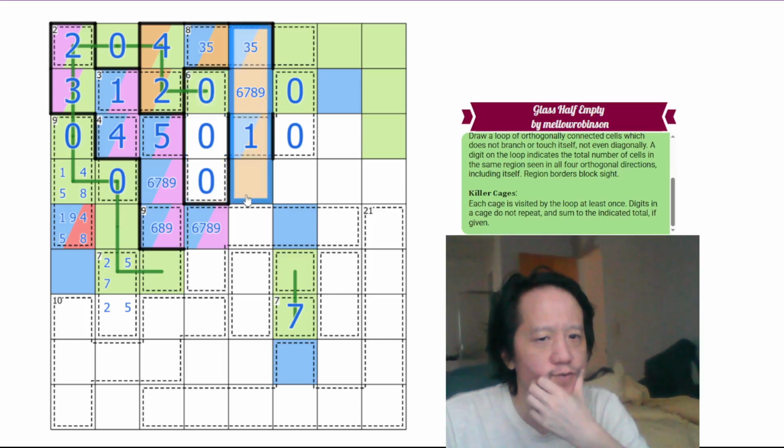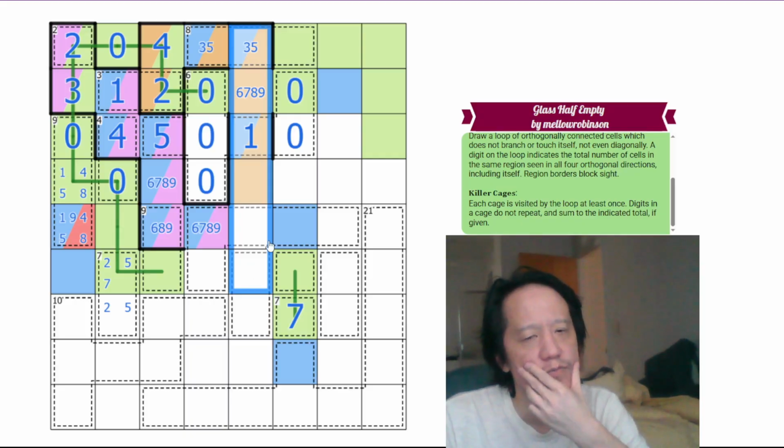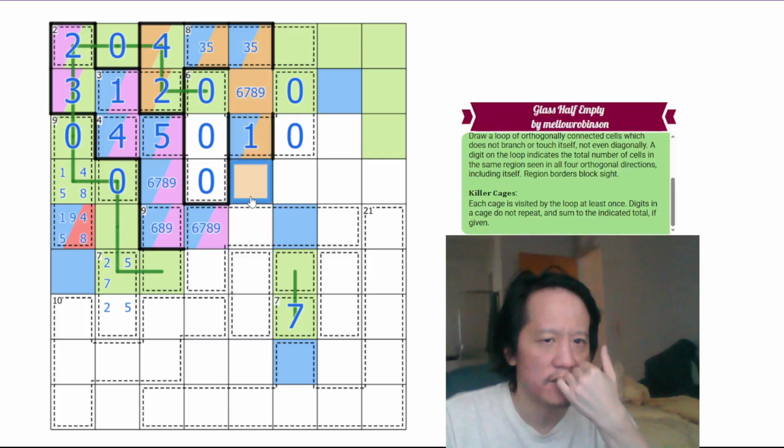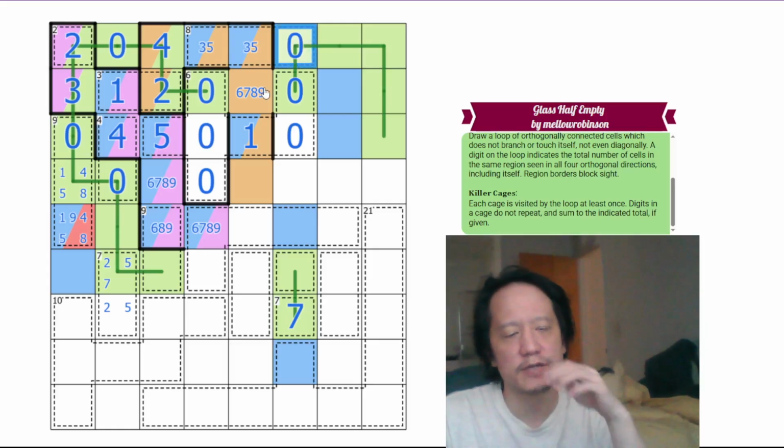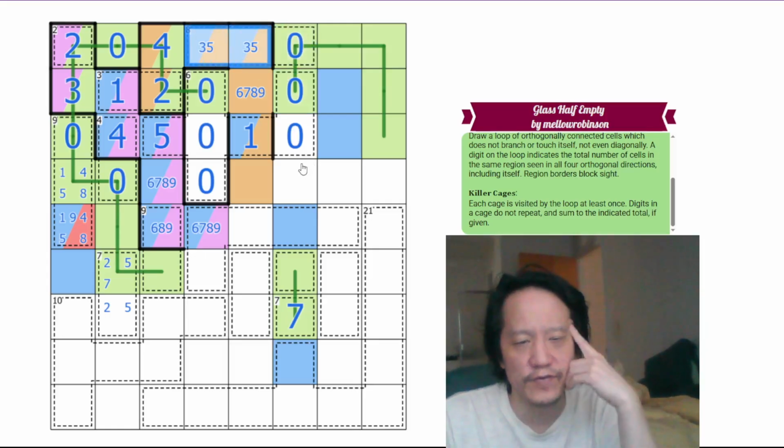1, 2, 3, 4, 5, 6. So it's possible. This can't be in, it can't be touching itself. So this is going this way. This is 0 because it has to add up to 8, and this is only 3 and 5 possible because you can't have a 1 anymore.